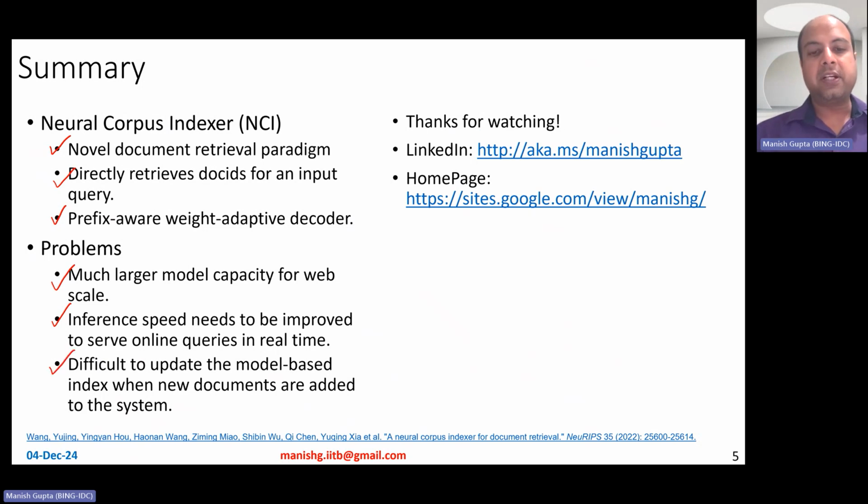And the third one, it's difficult to update the model when new documents are added to the system. New documents just keep coming in every day, every millisecond, right? In general, there are many interesting methods of updating the sparse index, inverted indexes, or even the dense index, approximate nearest neighbor indexes. But updating this index would really mean training the model further, right? And that is very complicated. So although NCI is a very interesting method of essentially treating your model as an index conceptually, practically, it may just work for smaller document collections.